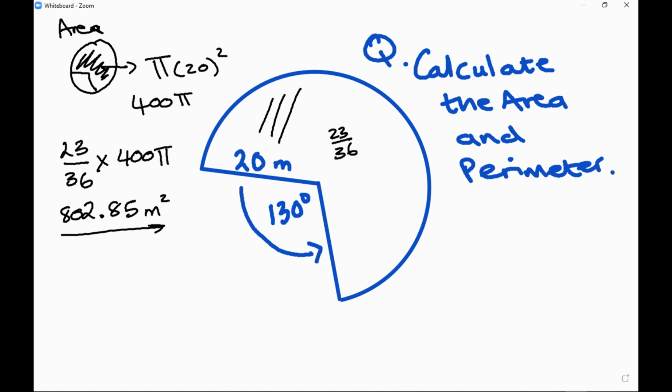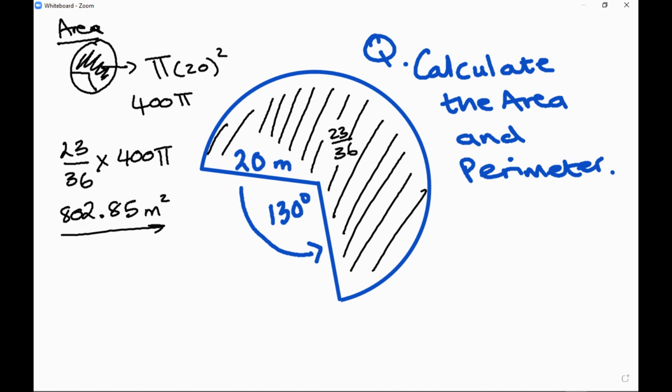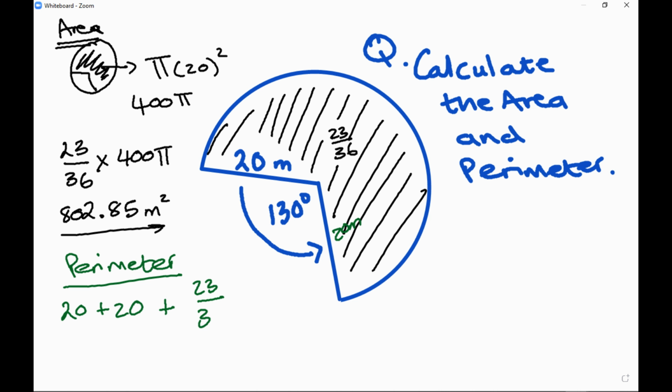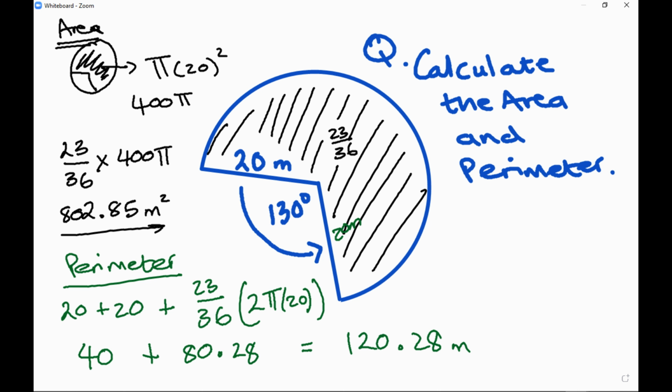That took me to perimeter after that. Perimeter. I needed to add 3 sides here. 20, 20, and the same fraction of the circumference formula. 20 plus 20 was 40, and the fraction of the circumference is 80.28. When I add it up, it comes to 120.28. Okay.